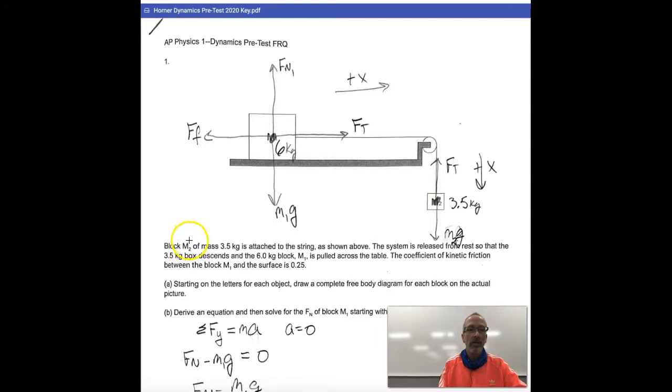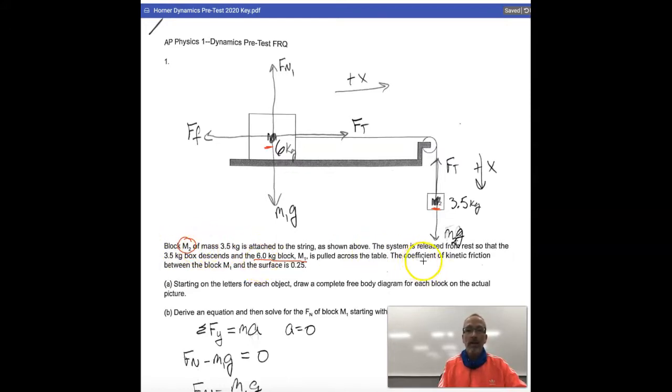There's a block of mass M2 and that one is 3.5 kilograms. This one is the 3.5 kilograms. This one is M1 and it is 6 kilograms. So be really careful when you go through and read this that you don't get these confused or mixed up. You'll see 3.5 twice, that both of these stand for that M2.